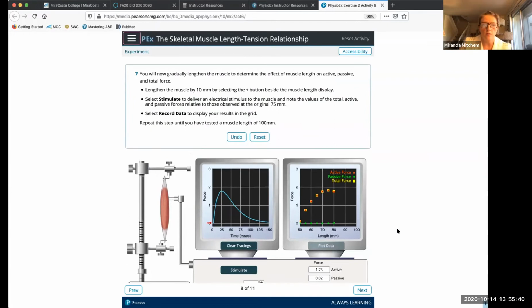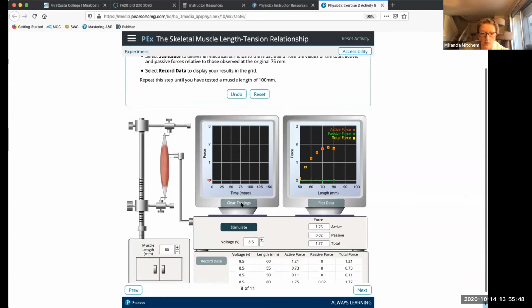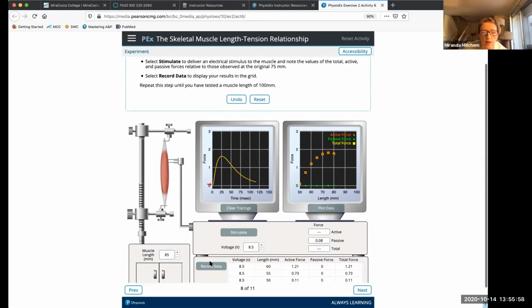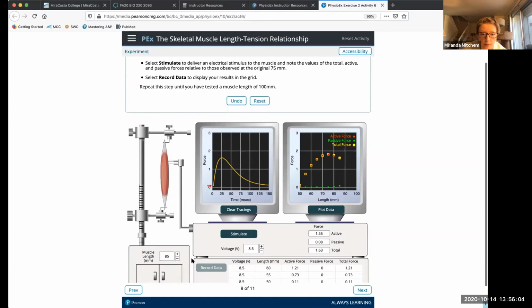Okay, so now we're going to vary the length of the muscle. We're going to lengthen by 10 millimeters at a time until we get to 100. So we're going to go to 85. Stimulate. I'll look at the graph after we go through them all. Record. We're going to go to 90. Stimulate. Ooh, it's dropping off a little bit. Look at that. And we're not going down to baseline. Very interesting.